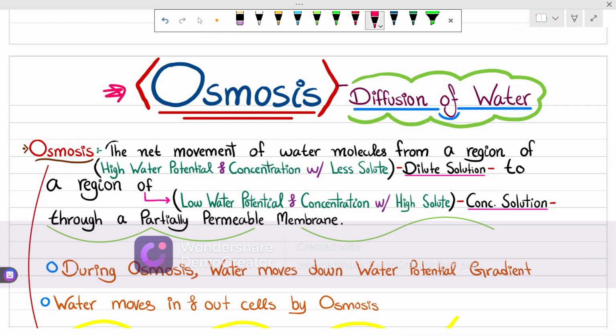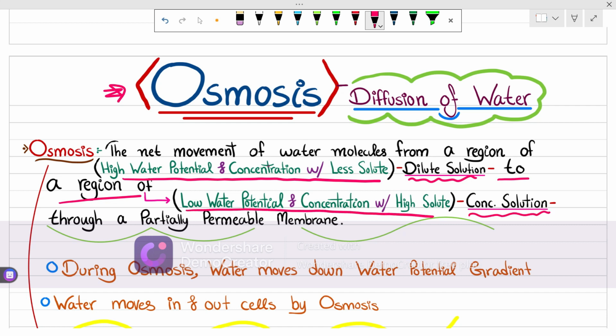Osmosis. Osmosis is, in short, the diffusion of water, meaning osmosis is the net movement of water molecules from a region of high water potential and concentration with less solute, which is a dilute solution, to a region of low water potential and concentration with high solute, which is a concentrated solution, through a partially permeable membrane.